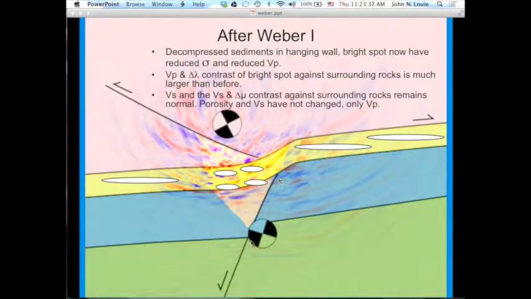The earthquake was not in the slab interface, it was below the slab interface. So there's nowhere for those fluids to go. You can't change the total porosity. That's my hypothesis. At least not in a few months. No way to have those fluids move around much in 5 months, and that's my monitoring interval. So porosity and VS have not changed, only VP.